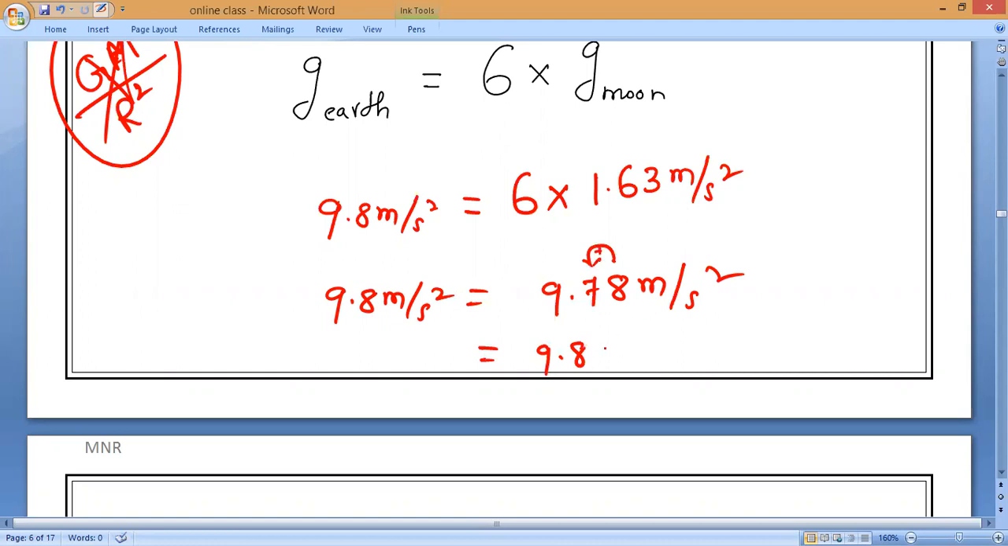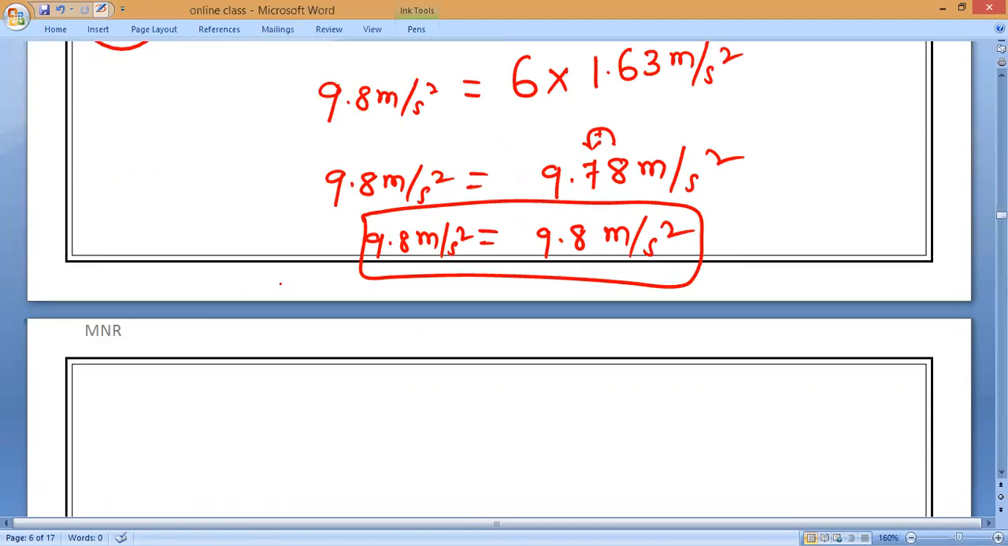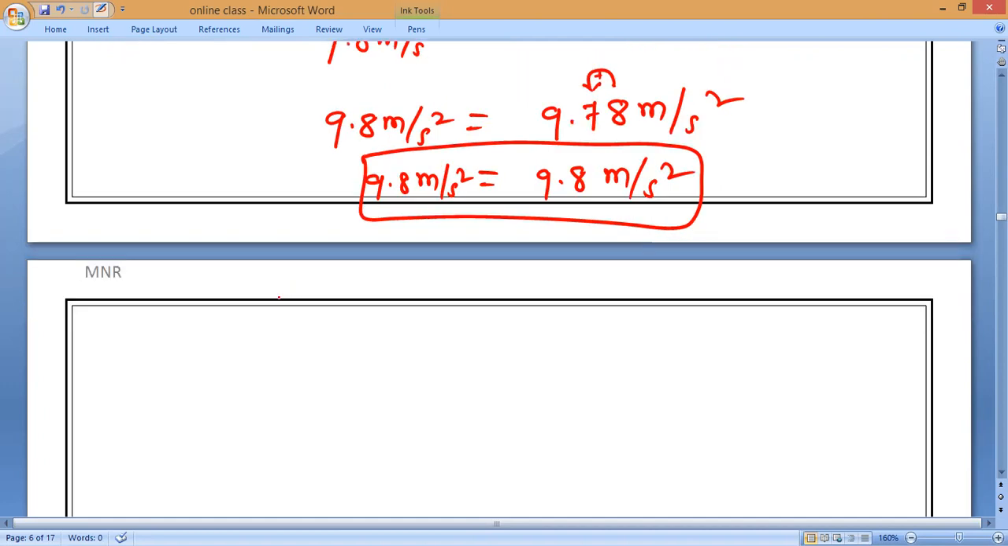1, I can remove it, so 9.8 meter per second square, which is equal to 9.8 meter per second square. Right or wrong? Everybody? Yes, Hari? I am saying this because before going to study mass and weight, you need to know this one. That is why.